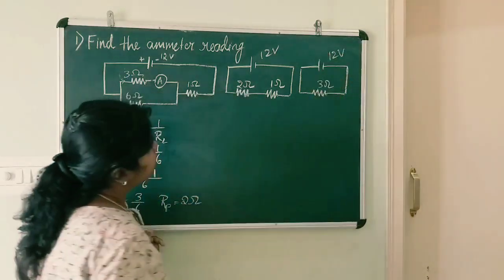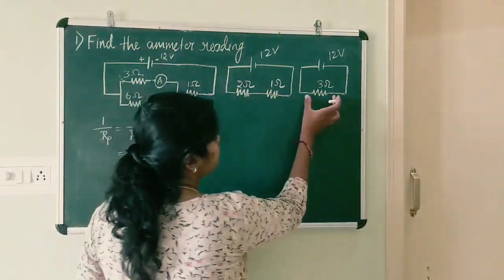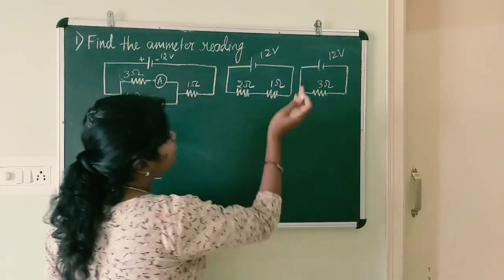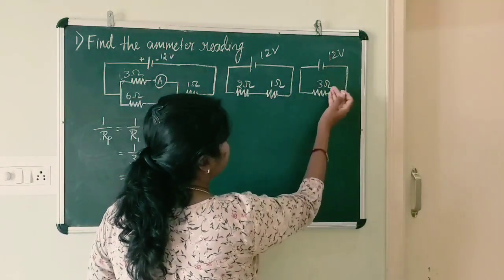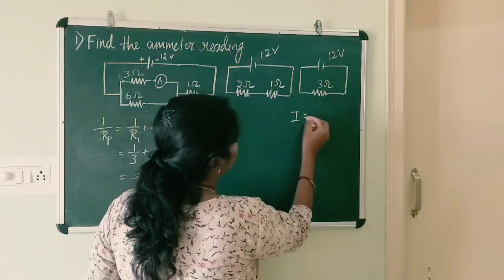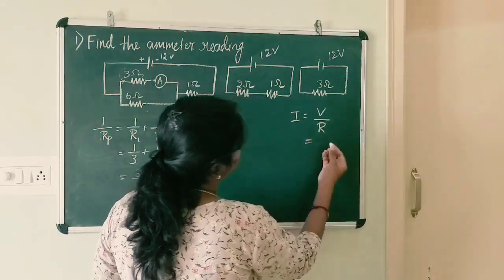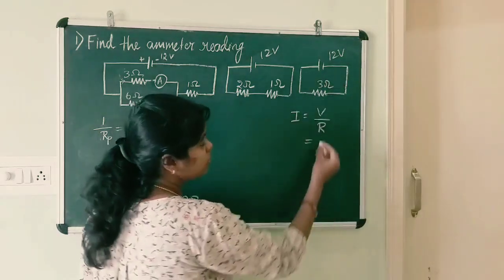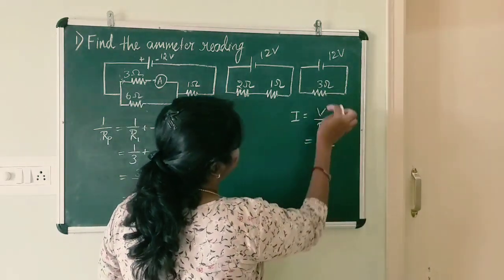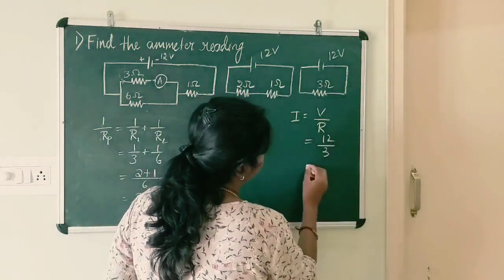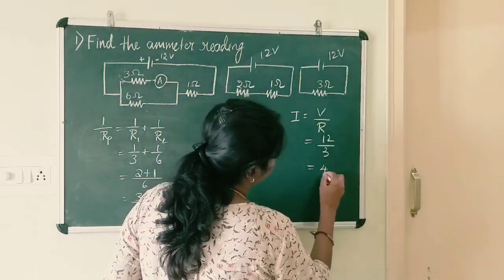Now we can take the potential difference across this resistor is 12 volt. By using this potential difference and resistance, we can find the total current, that is I is equals to V by R. Here potential difference is 12 volt, 12 divided by resistance is 3 ohm. So divide it, you will get 4 ampere.